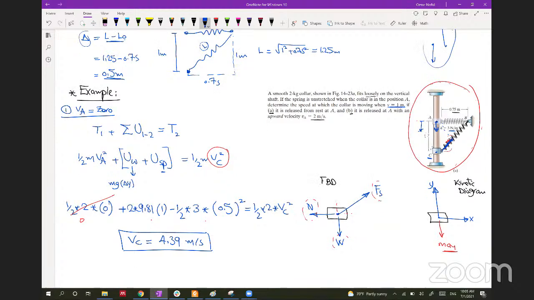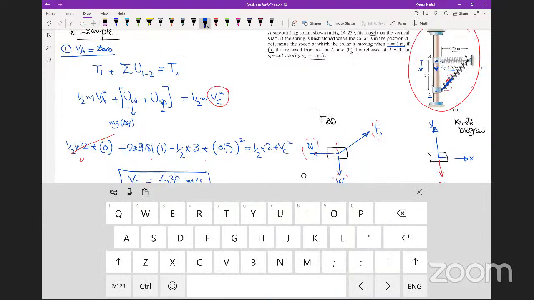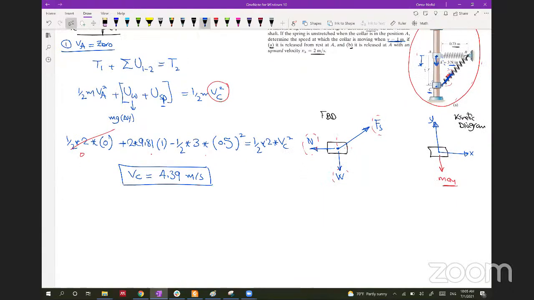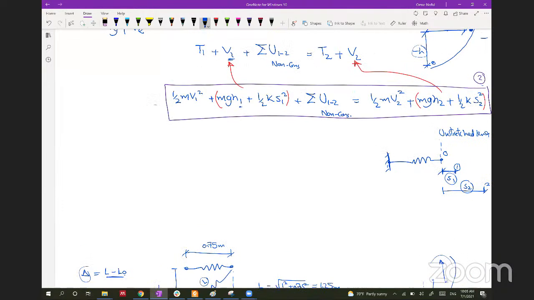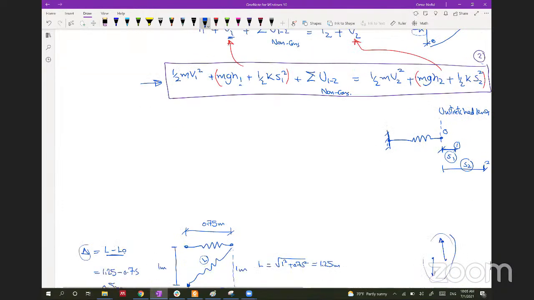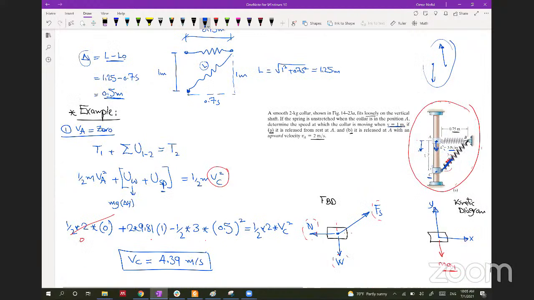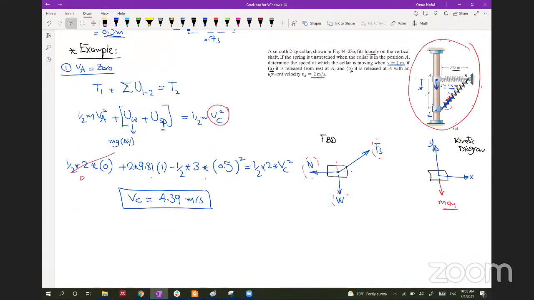So let's try solving the same problem using the conservation of energy, using this equation. Let's clear these things.